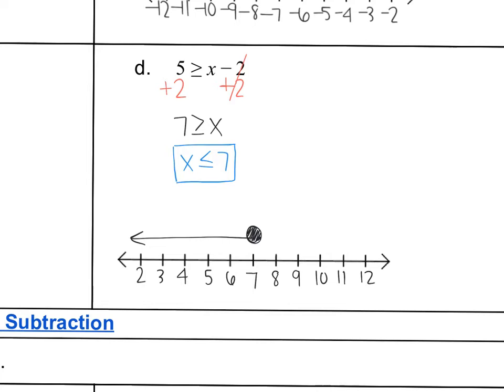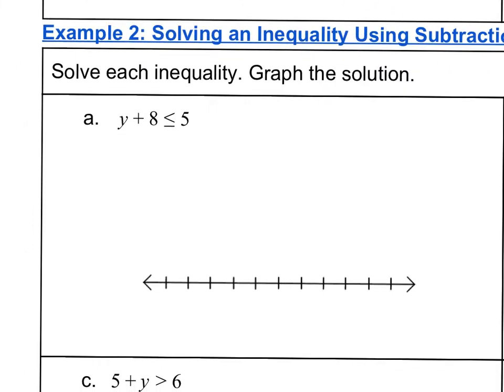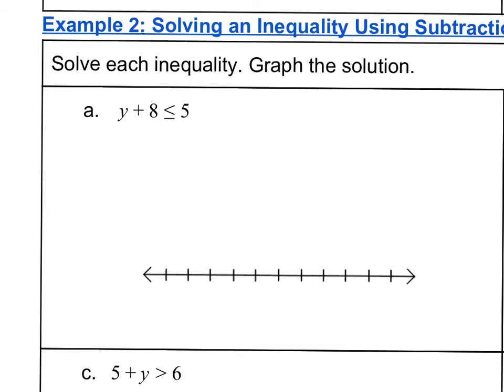So we just solved all of those by adding something to both sides. In a similar way, we can solve equations by subtracting things on both sides. So that's what we're going to do in example 2. We're going to solve these inequalities using subtraction. So the difference here in example 2, this says y plus 8.